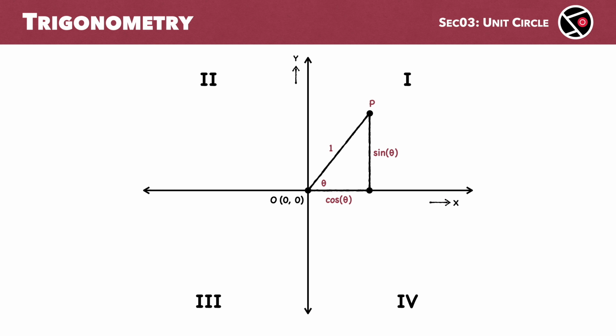To quickly recap, with the hypotenuse equal to 1, the opposite side is sin theta and the adjacent side is cos theta. Now, let's focus on this point P.